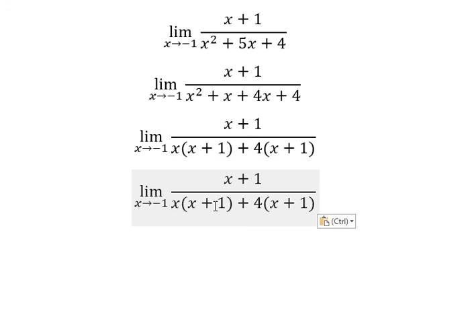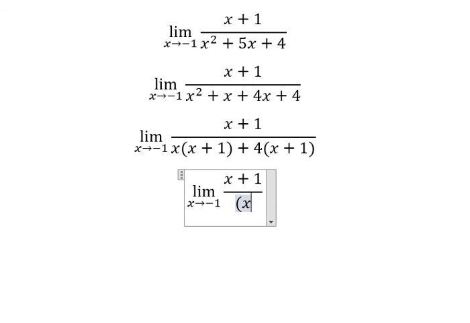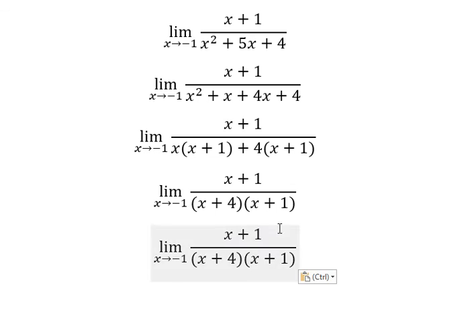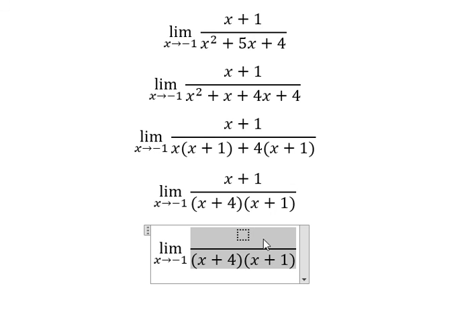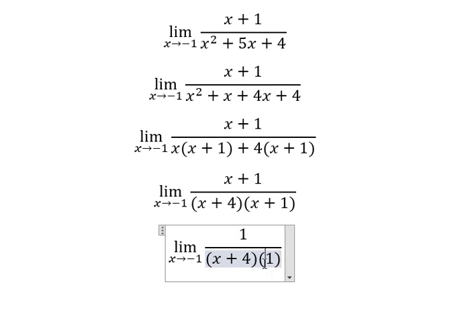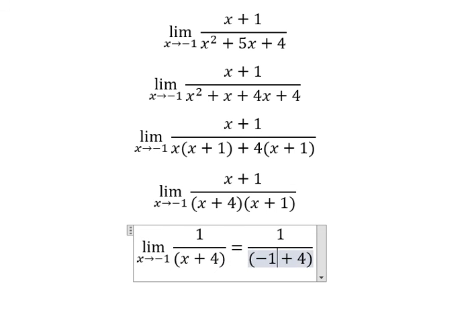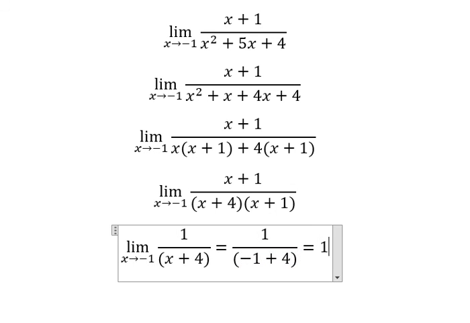Now we have x plus 1, x plus 1. We can do another factorization. Now we need to simplify x plus 1 on the numerator and denominator. And now I will put negative 1 in here, and we have 1 over 3.